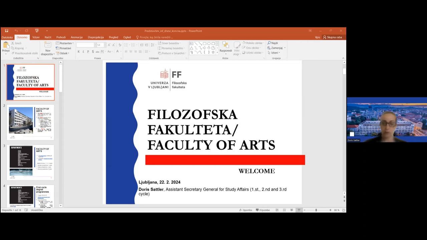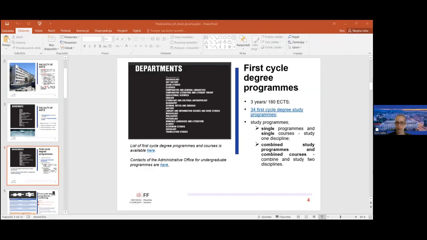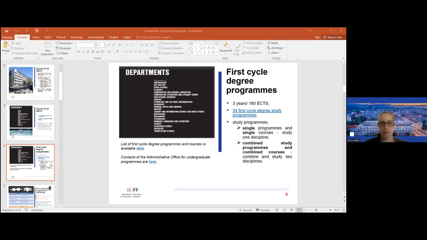We have around 4,000 to 5,000 students enrolled per academic year, and a lot of study programs, up to 80, and more than 700 employees. The Faculty of Arts is also the leading Slovenian faculty in the field of humanities and social sciences. We have 21 departments covering 31 fields, and we also have a separate physical education division. The length of the bachelor program is 3 years, the length of master programs is 2 years, and the length of doctoral programs is 4 years.